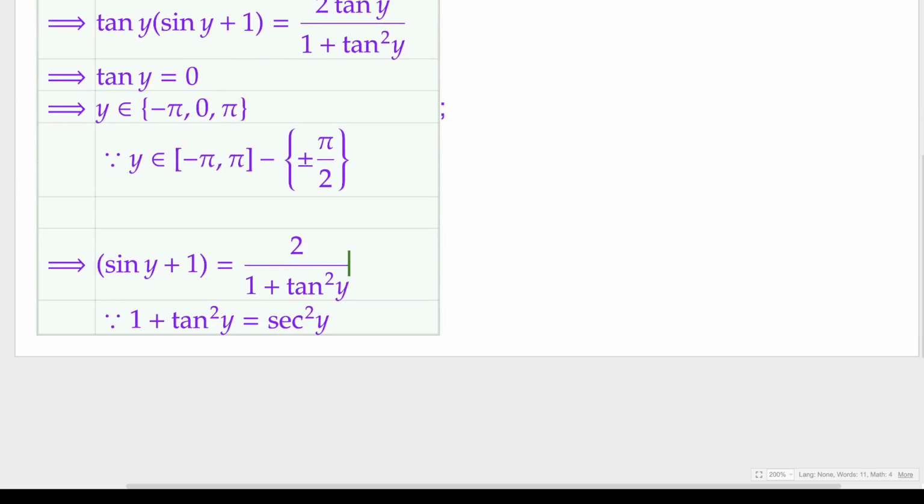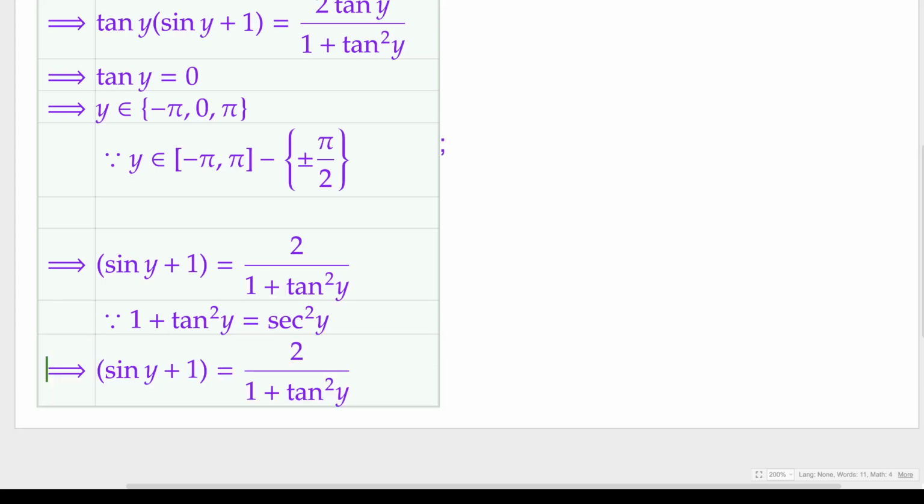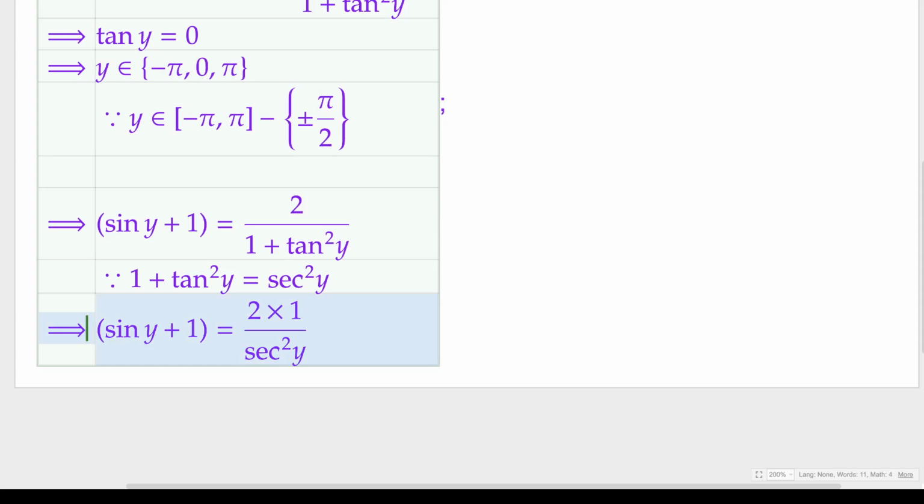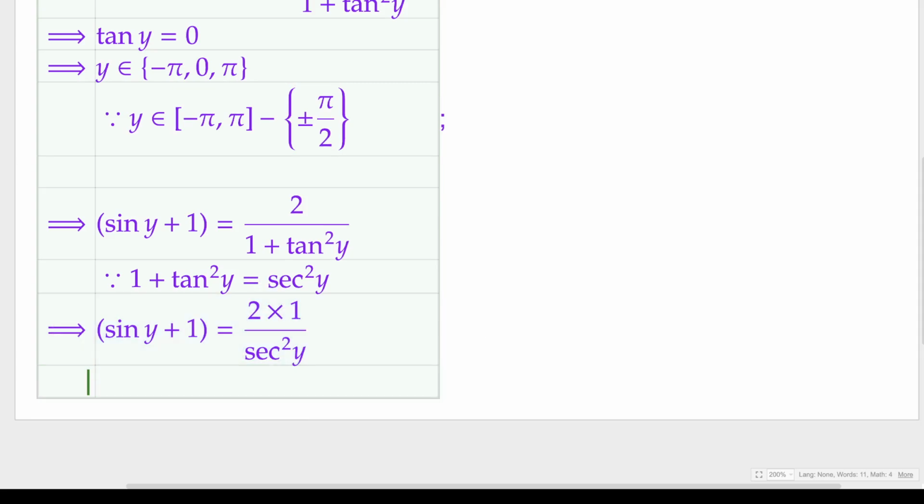Now I'll be solving this part step by step, right? Now on using this identity, instead of this 1 plus tan of y squared, I can replace it by secant of y squared. Now with this 2, 1 is multiplied definitely. So 1 is multiplied with any number, any real number, right?